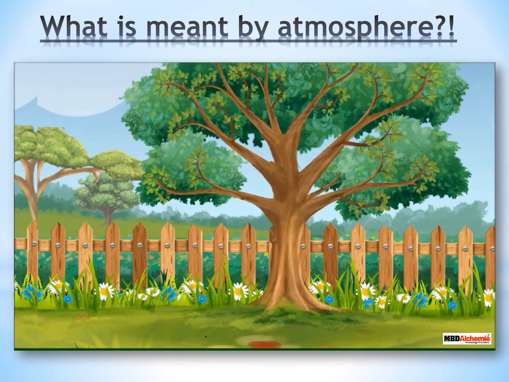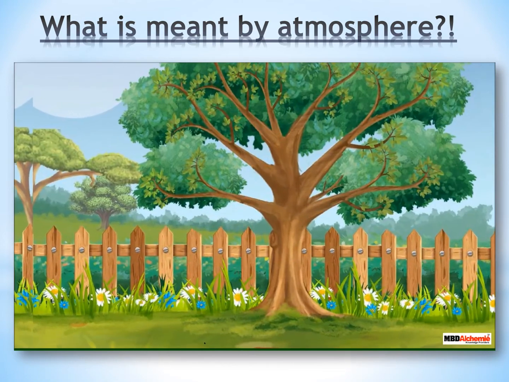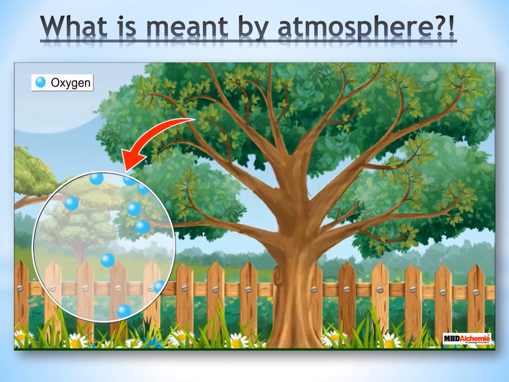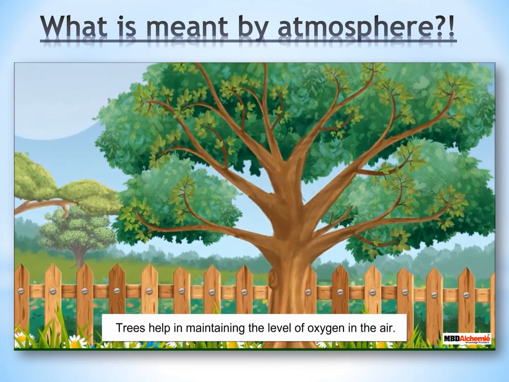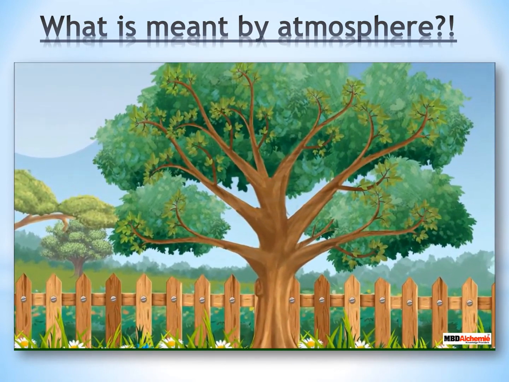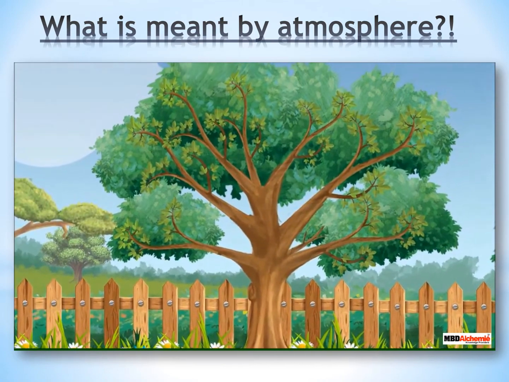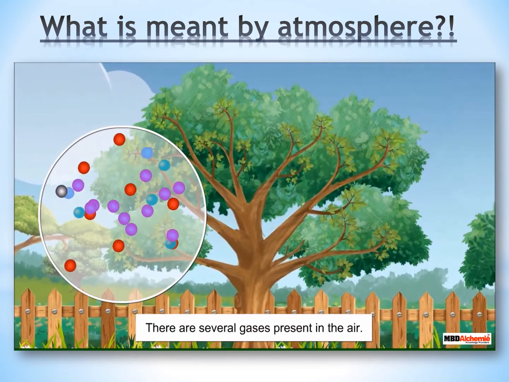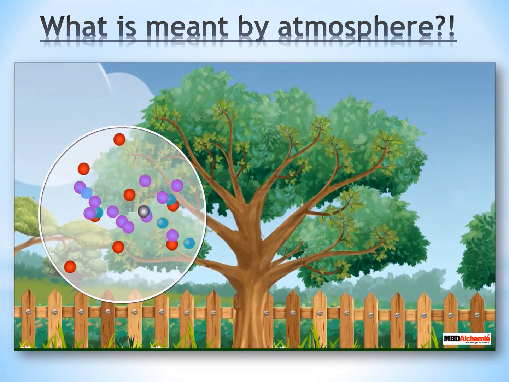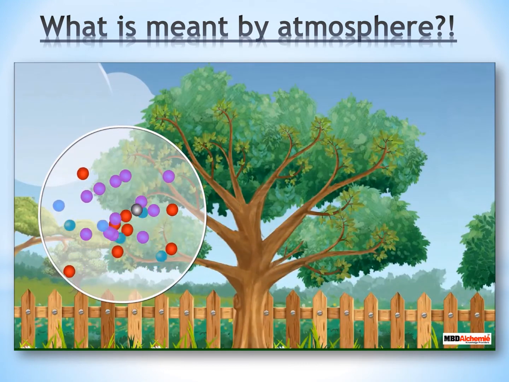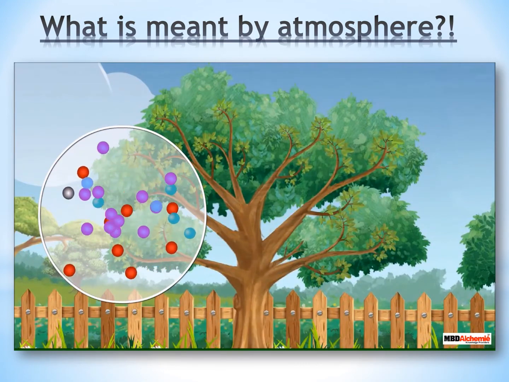The surrounding air is quite clean and fresh. It is because the trees release oxygen into the air, which is an integral part of air. Trees help in maintaining the level of oxygen in the air, which is important for the survival of living beings. Air does not only contain oxygen, but there are several other gases present in it as well. In fact, air is a mixture of gases. Let us now find out what gases air is composed of.